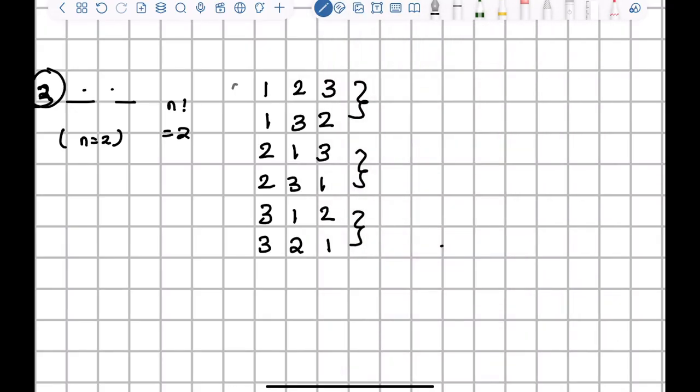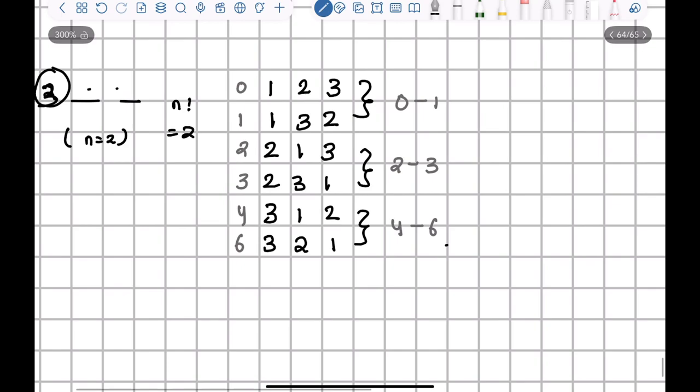But now if you notice, let's say all of this is 0 indexed. Each permutation is 0 indexed. So here if you see, starting with 1 we have 0 to 1, starting with 2 we have 2 and 3 indexes. I'm talking about indexes, 2 to 3. Starting with 3 we have 4 to 6.